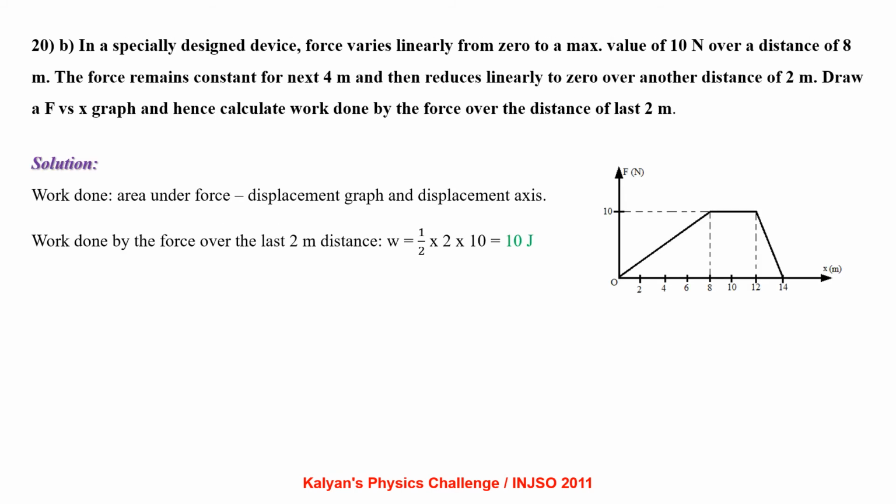In a specially designed device, force varies linearly from 0 to a max value of 10 Newton over a distance of 8 meter. The force remains constant for the next 4 meter and then reduces linearly to 0 over another distance of 2 meter. Draw F versus X graph and hence calculate the work done by the force over the last 2 meter. Work done is the area under the force displacement graph. So work done by the force over the last 2 meters distance will be half into base into height, that is half into 2 into 10, that comes out to be 10 joule.